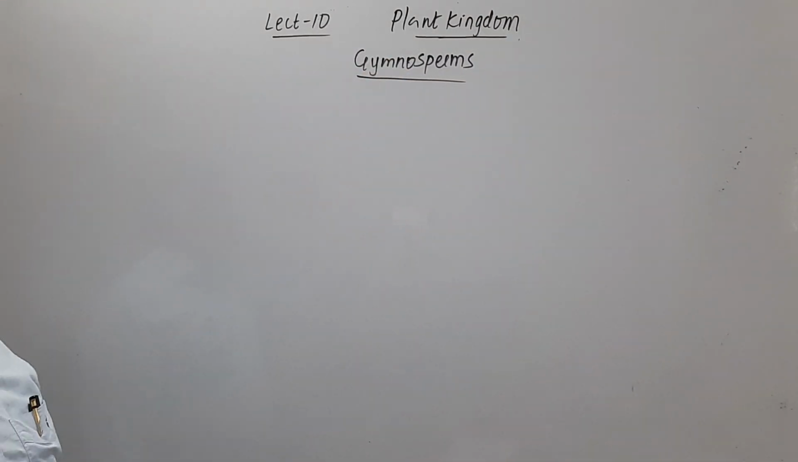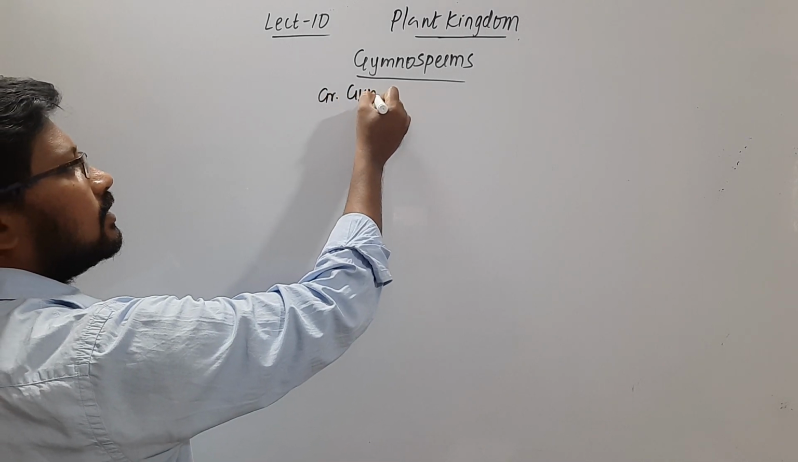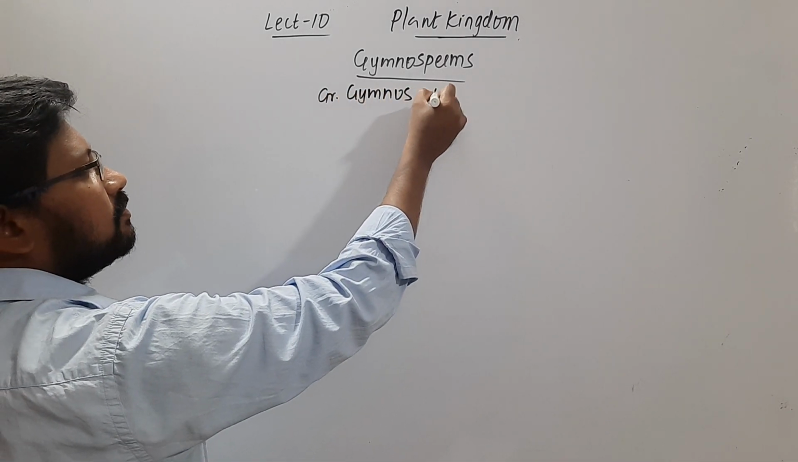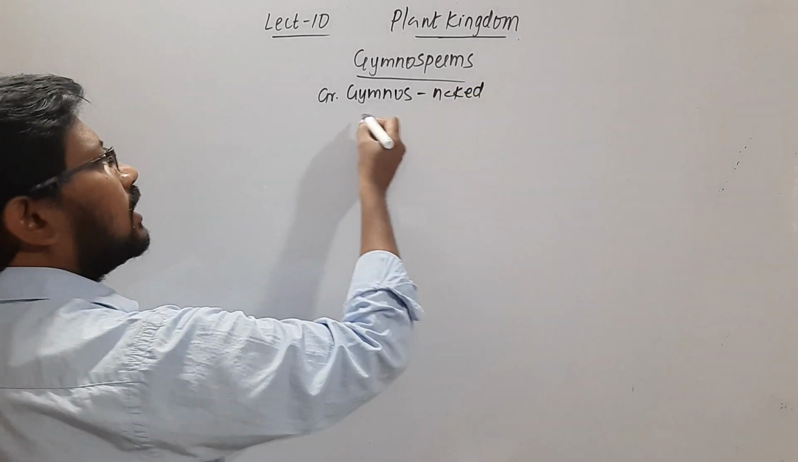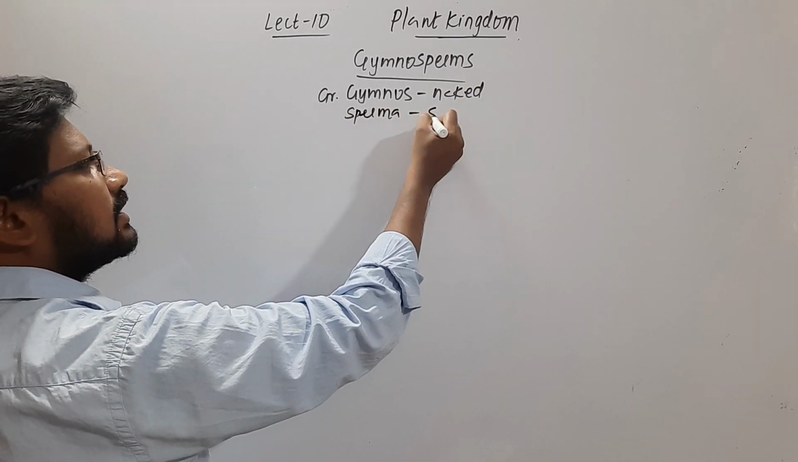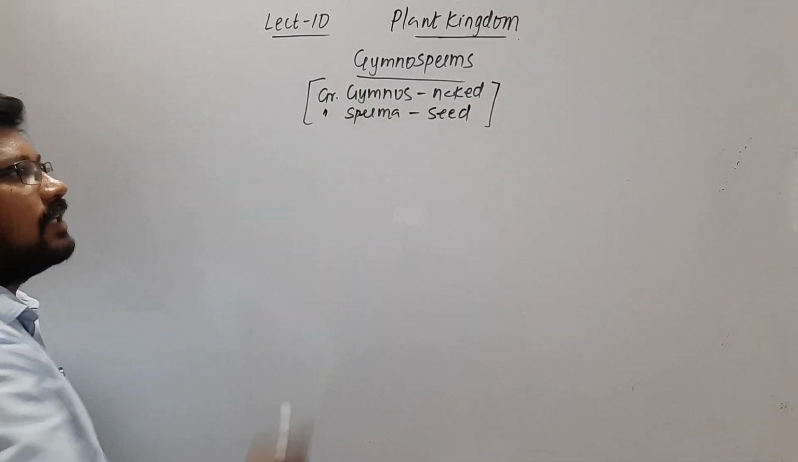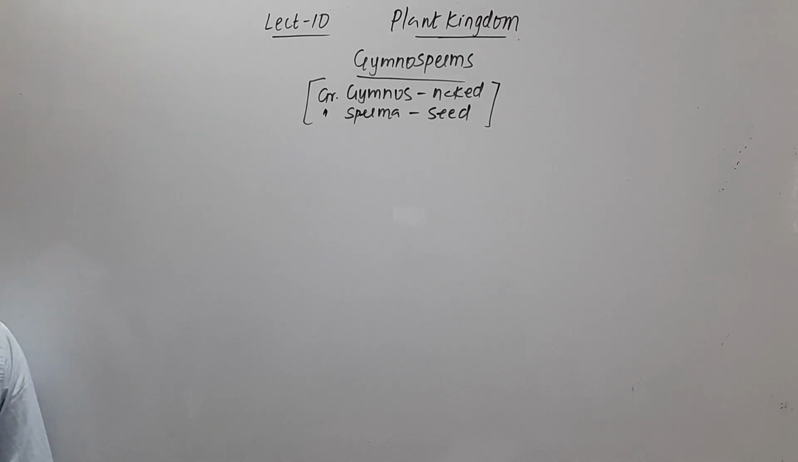Right. So here, from the Greek, gymnos, which means naked, and sperma, which means seed. So these are the plants that have naked seeds. So we'll see those characters. First we'll see the salient features of gymnosperms.